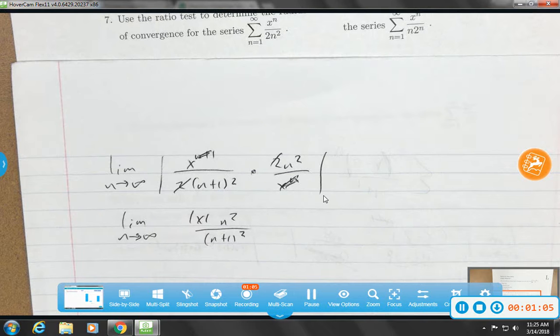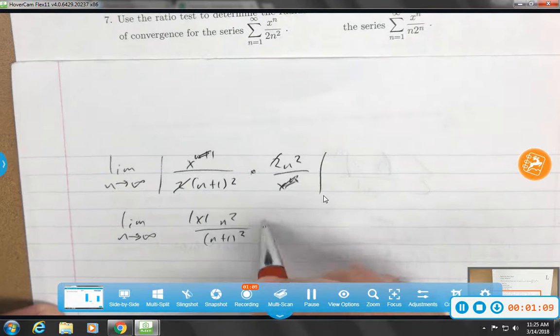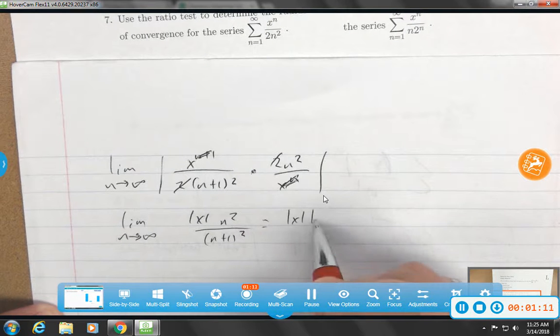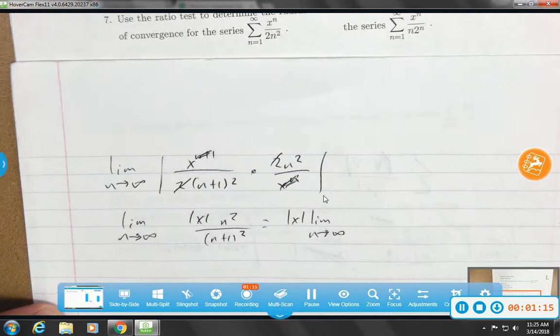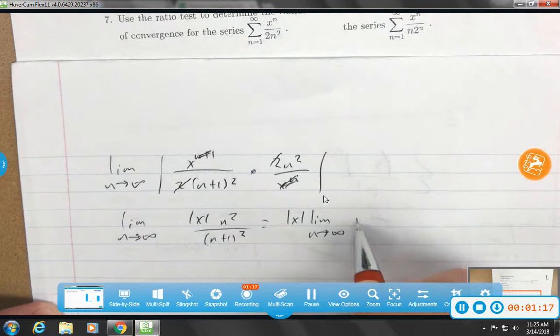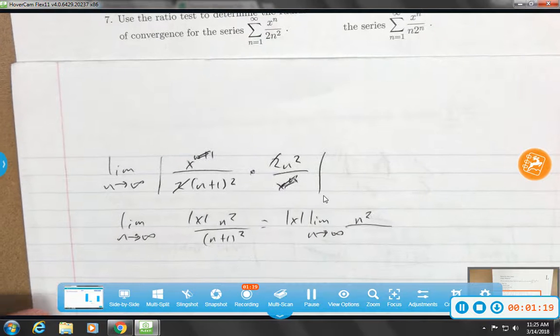I'm going to follow the same logic as before. I'm going to pull the absolute value x outside because this is the limit as n goes to infinity. So x can vary. It is a variable, but in terms of this limit, it's not. This limit only cares about n. Now the next part is up to you how you want to think about it. You can maybe already see it.